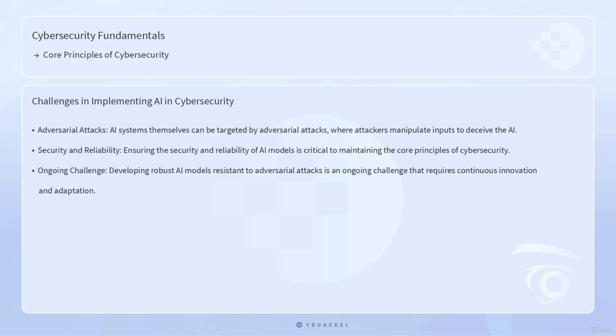AI systems themselves can be targeted by adversarial attacks, where attackers manipulate inputs to deceive the AI. Ensuring the security and reliability of AI models is critical to maintaining the core principles of cybersecurity. Research by Goodfellow, Bengio, and Courville suggests that developing robust AI models resistant to adversarial attacks is an ongoing challenge that requires continuous innovation and adaptation.